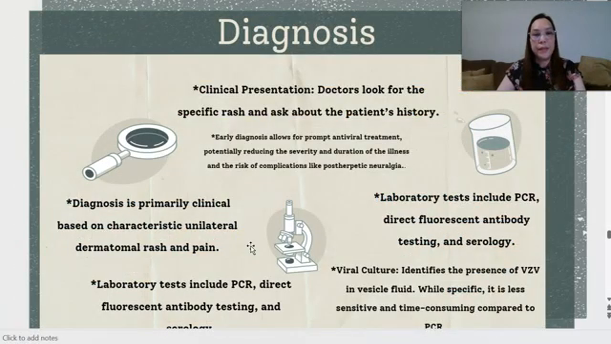For the diagnosis, this image explains how doctors diagnose shingles. For the clinical signs, doctors look for a special kind of rash and ask about the patient's medical history to identify the condition early for better treatment. The diagnosis mainly relies on finding a one-sided rash and pain. Tests used are the PCR, the DFA, and the serology, as well as the viral culture. Always remember that early diagnosis can lead to quick treatment, reducing illness severity and complications.